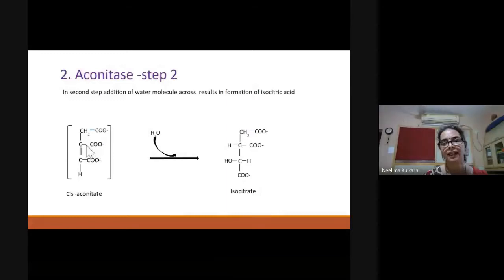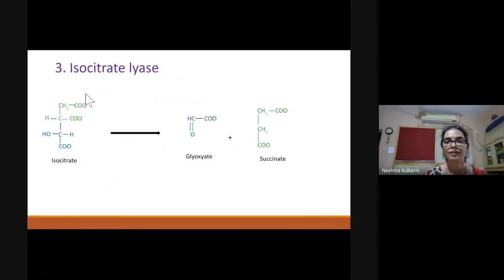So this carbon receives H and this carbon receives OH. So isocitrate is synthesized. Isocitrate lyase acts on isocitrate. This results in cleaving this bond here to give you a 4-carbon derivative succinate and a 2-carbon derivative glyoxylate. So this C-C bond is cleaved here. This gives you glyoxylate and succinate. Glyoxylate has a CHO aldehyde group and a COOH group. Succinate structure we have seen previously.